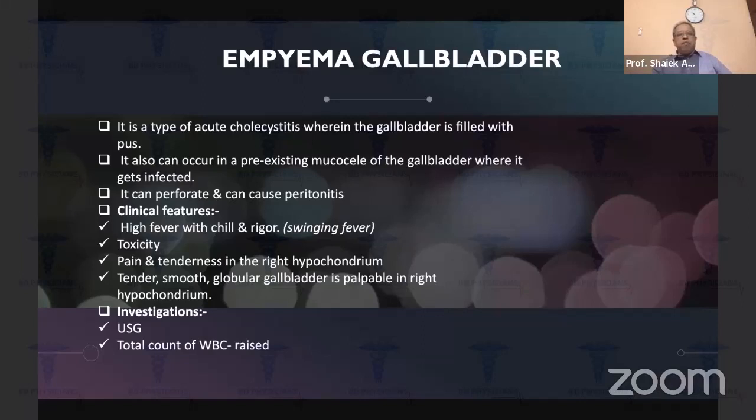Clinical features: high fever with chill and rigor, swinging fever, toxicity, pain and tenderness in the right hypochondrium. A tender, smooth, globular gallbladder is palpable in the right hypochondrium. Investigation: doing ultrasonography, total blood count is raised.